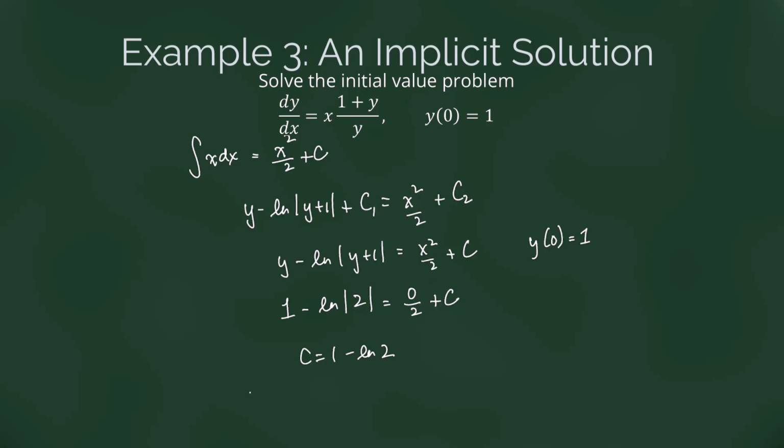Rewriting all of this then gives us that y minus the natural log of the absolute value of y plus 1 is equal to x squared over 2 plus 1 minus the natural log of 2. There is no way to solve that algebraically to get y by itself. So we have to leave it in what's called implicit form, and this is our final implicit solution.